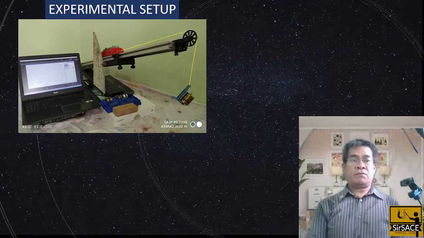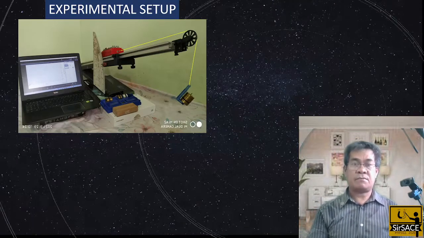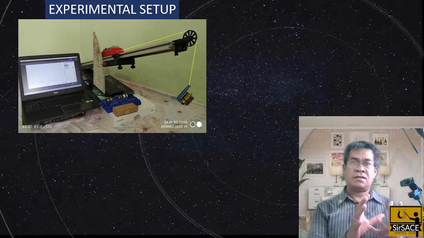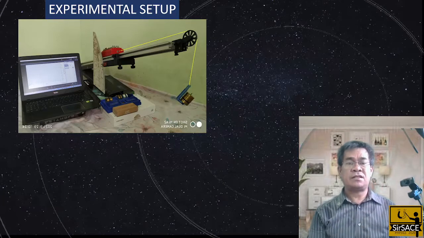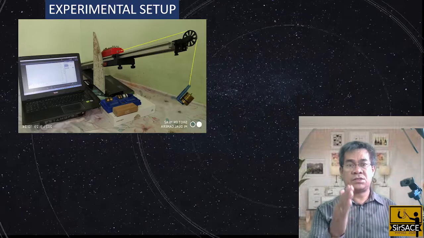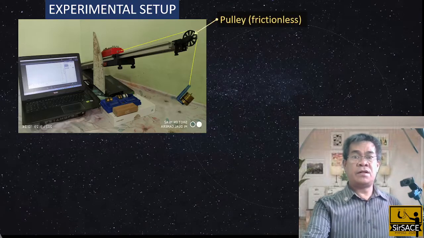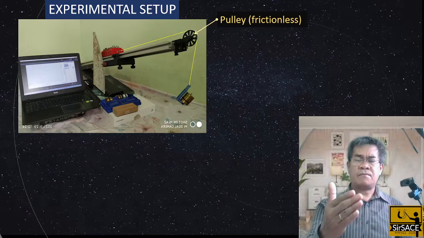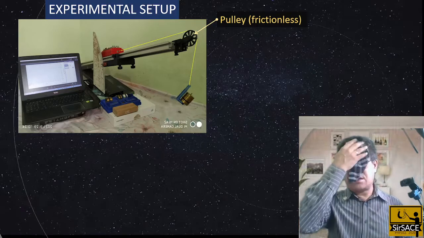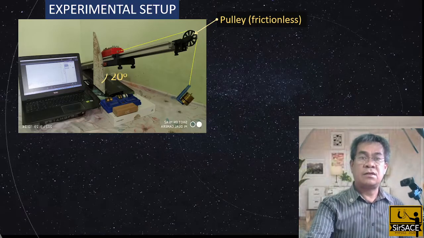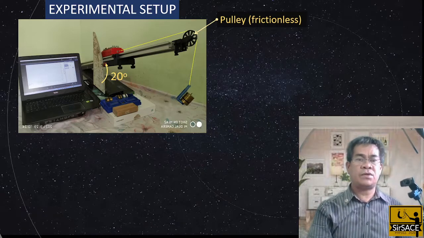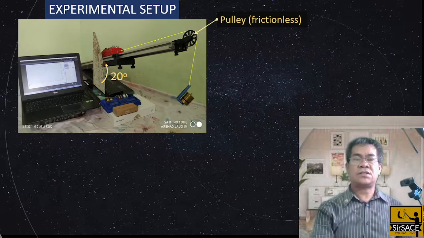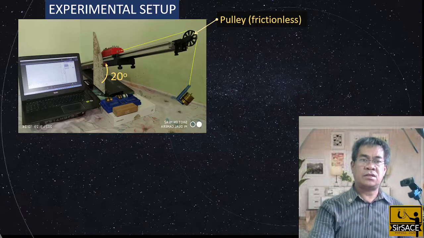Good day, everyone. This will be our experimental setup for verifying the incline hang system, the acceleration of the system and the tension in the string. We have here the frictionless pulley, so the friction can be ignored, and we also have the angle. We will be using 20 degrees. It will be fixed throughout the trials, so we set it already to 20 degrees.